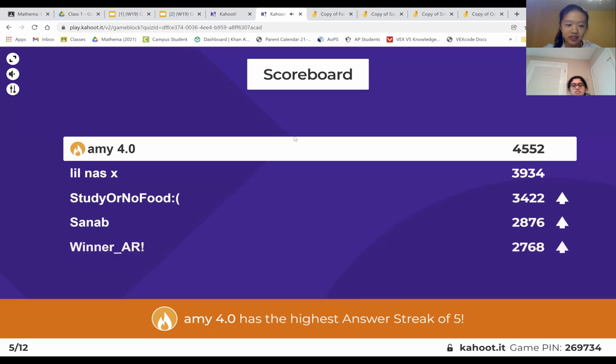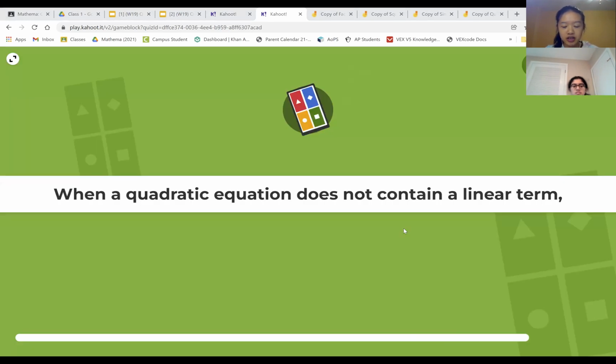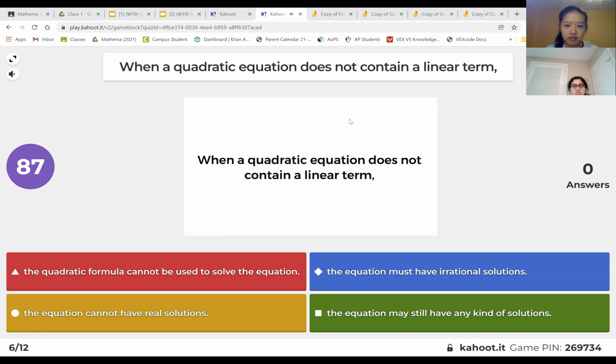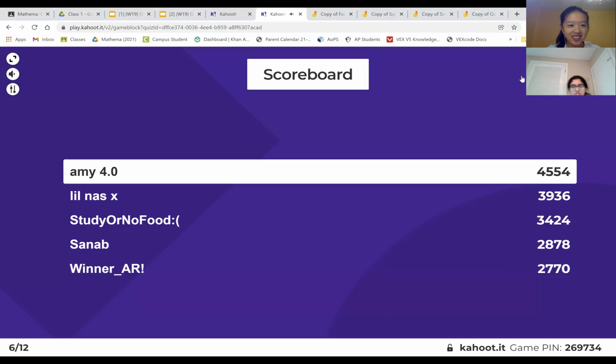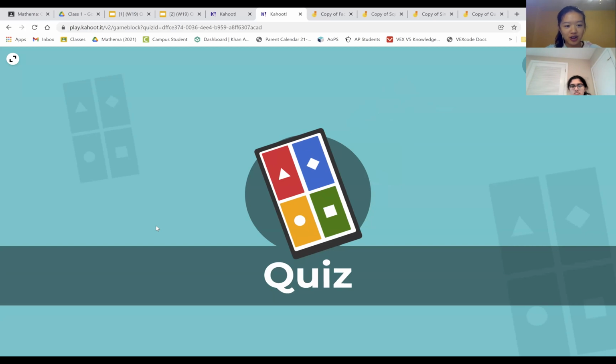Okay. When a quadratic equation does not contain a linear term, okay. Because we didn't talk about that. And also, I just didn't want to do the question.